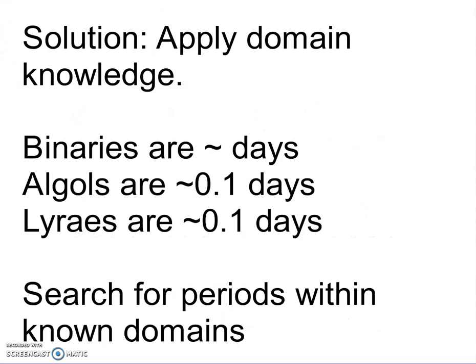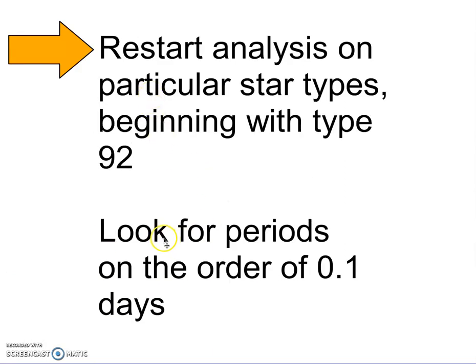So the answer to this quandary was to apply domain knowledge and go through each of the classes in the training set and figure out what the restricted range of the domain should be. Eclipsing binaries are on the order of 1 day. Algols are on the order of 0.1 days, and so on, and then you search for the periods within the known domains. I restarted my analysis with this in mind, and I'm only going to be looking at types 92 and 16, and looking for periods on the order of 0.1 days.